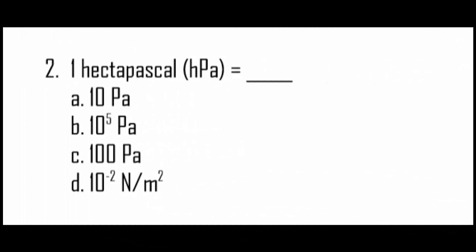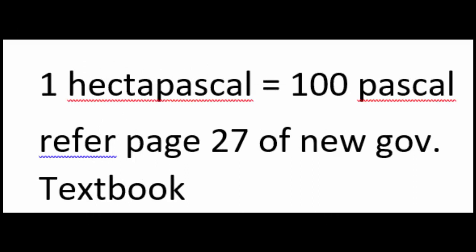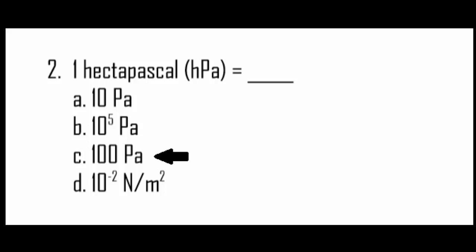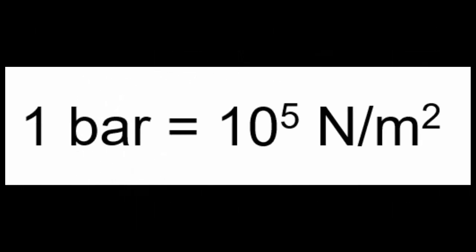Question number 2. 1 hectapascal. Students, hectapascal is a unit of pressure and 1 hectapascal is 100 pascals. You have to remember this. Also remember, bar is also a unit of pressure and 1 bar is 10 raised to 5 Newton per meter square.